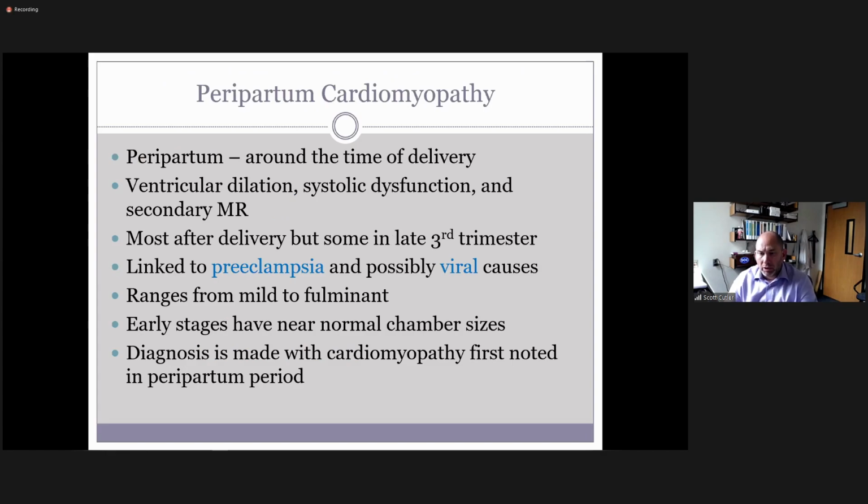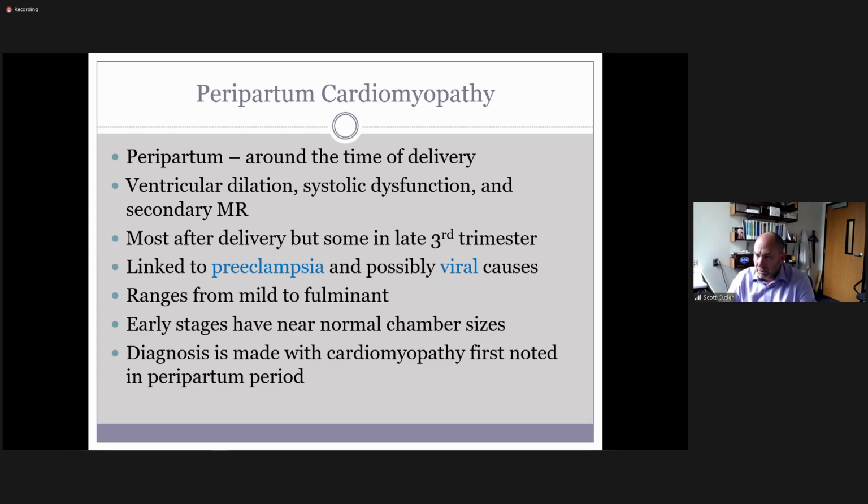All right, peripartum. So around the time of delivery, they might have some cardiomyopathy signs. There will be some ventricular dilation, possibly some systolic dysfunction, and secondary mitral regurgitation. Again, this is usually somewhat temporary, because during that time, just before the baby is delivered to after, we still have an extra fluid volume that the heart's having to have that extra workload for.